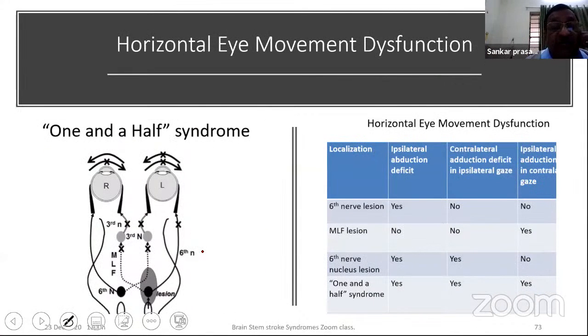You can also call it eight and a half, because the seventh nerve also is involved. So this is possible whenever there is a nuclear lesion of the abducens nucleus, the sixth nerve, along with the medial longitudinal fasciculus. You can call this one and a half syndrome. Remember this one and a half syndrome and the importance of examination of the eye in the midbrain.